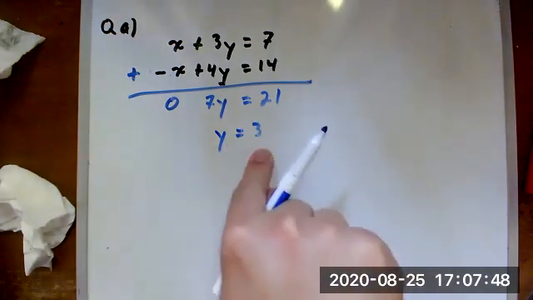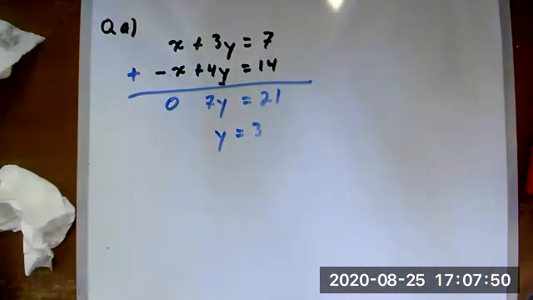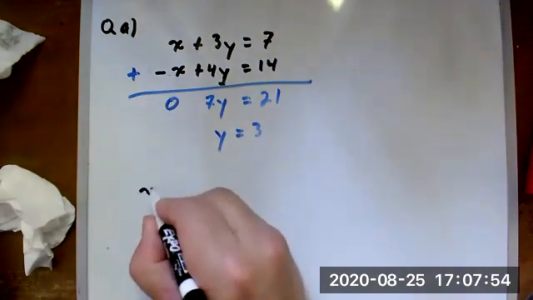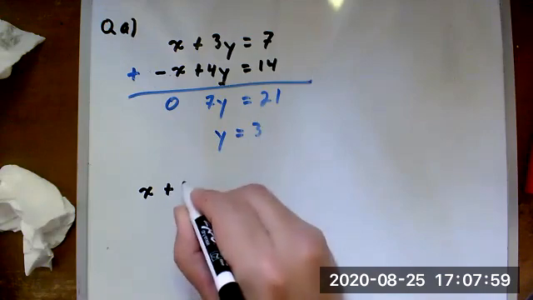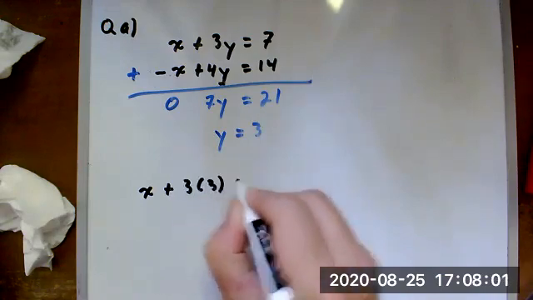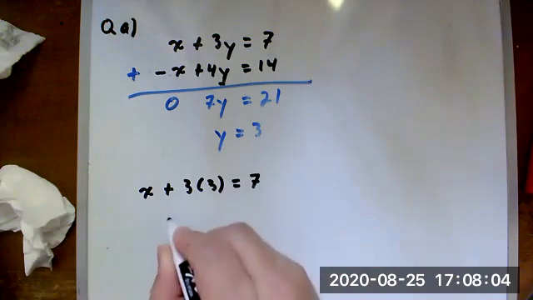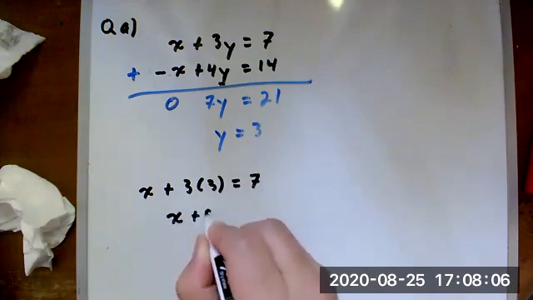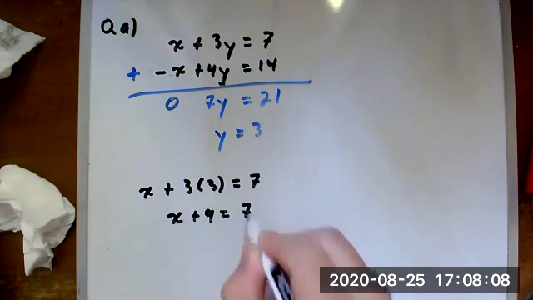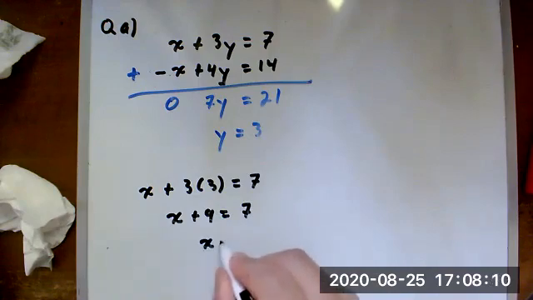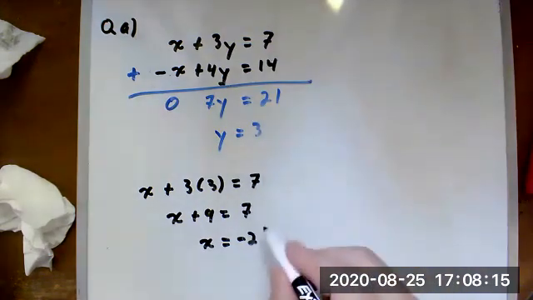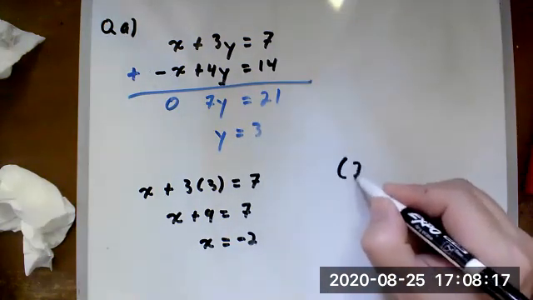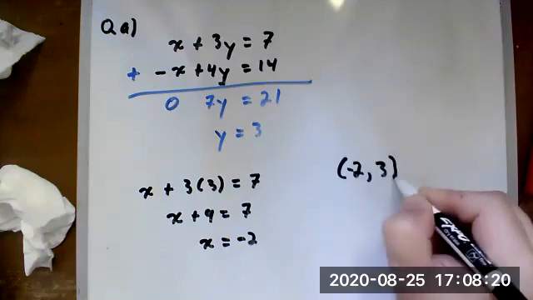I can now take this y equals 3. I can put it into either of the other two equations. I'm going to put it into the first equation just because that tends to be my habit. So x plus 3 times 3 is going to equal 7. 3 times 3 is 9. Subtract 9 from both sides, and we find out that x is equal to negative 2. So we take these two things, and it turns out our solution is negative 2, 3.